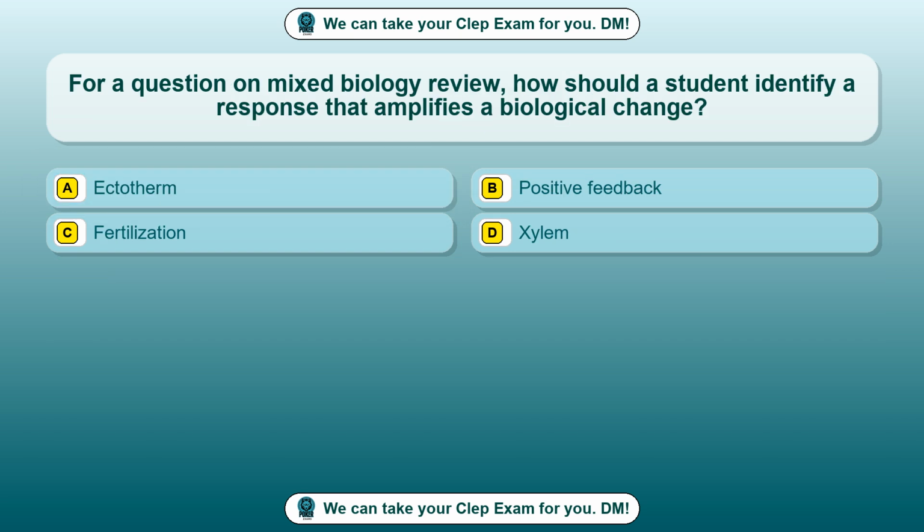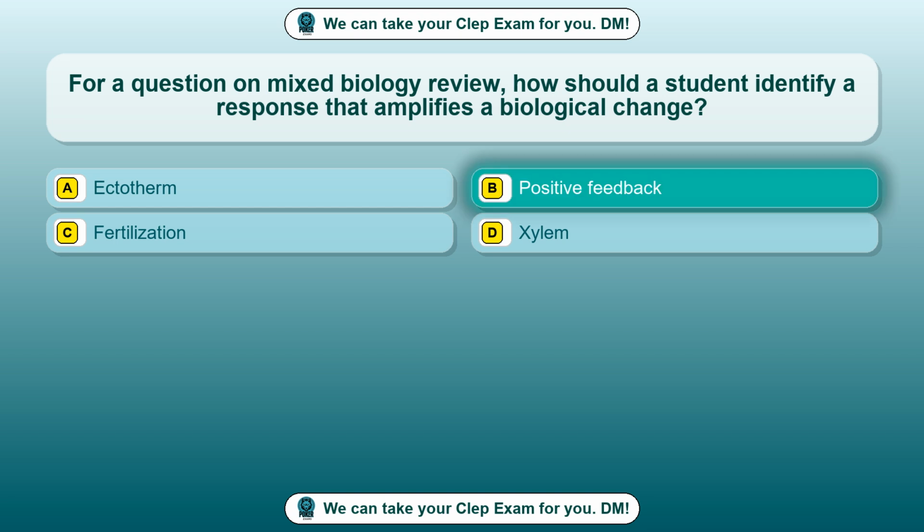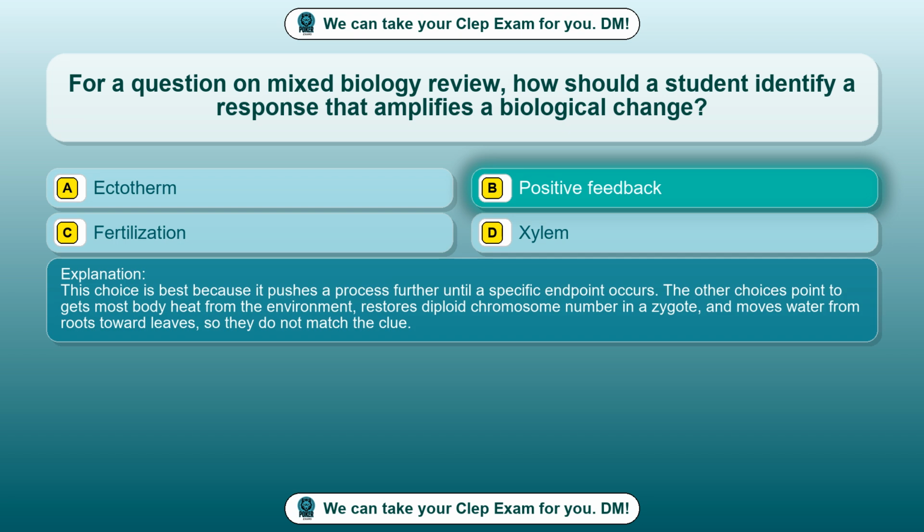Question 78. For a question on mixed biology review, how should a student identify a response that amplifies a biological change? Option A, ectotherm. Option B, positive feedback. Option C, fertilization. Option D, xylem. The correct answer is option B, positive feedback. This choice is best because it pushes a process further until a specific endpoint occurs. The other choices point to gets most body heat from the environment, restores diploid chromosome number in a zygote, and moves water from roots toward leaves, so they do not match the clue.